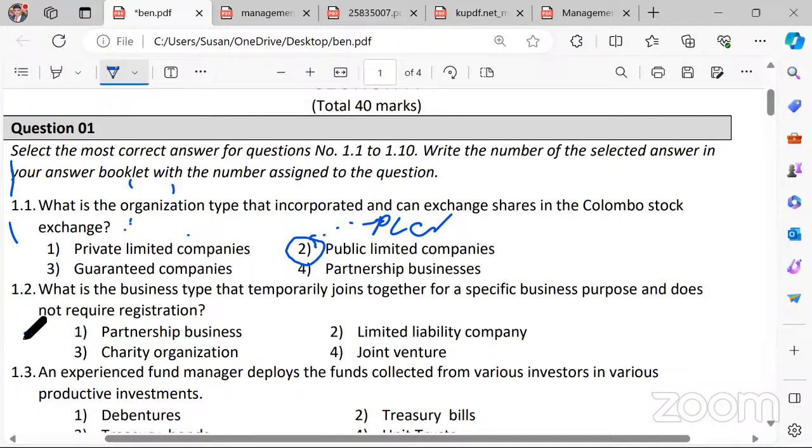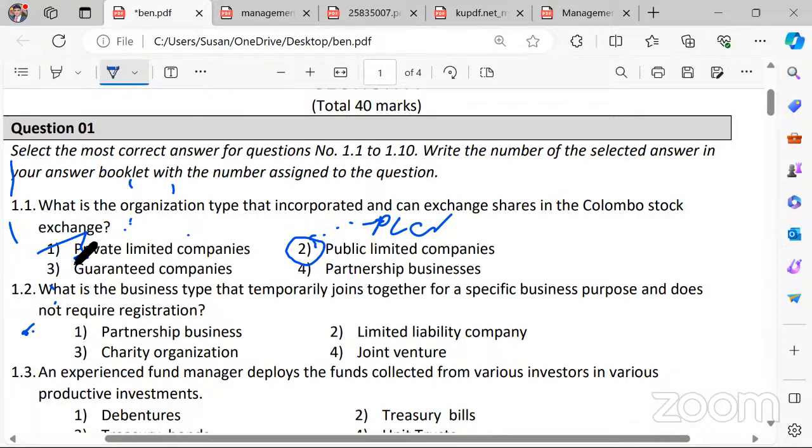And partnership business is not an incorporated business model. You can start a partnership business with your divisional secretariat or your local government authority. You can start your partnership business or your sole proprietor business there. In a partnership business, there are a minimum of 2 partners, and sole proprietor means only one owner. The correct answer is number 2.